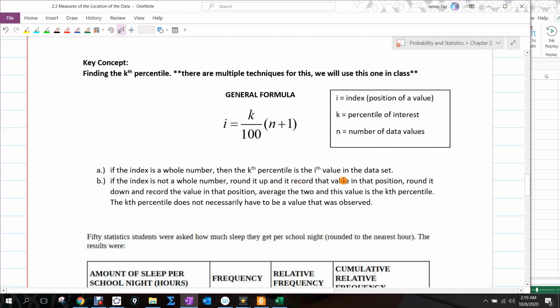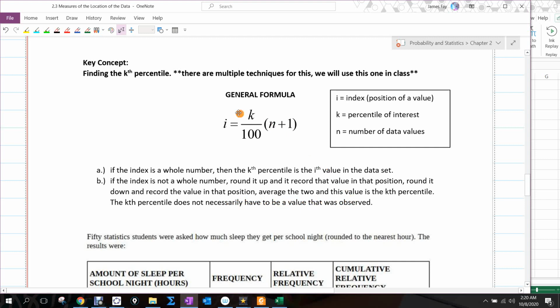B says if the index is not a whole number, round it up and record the value in that position. Then round it down and record the value in that position, average the two, and this value is the kth percentile. The kth percentile does not necessarily have to be a value that was observed.